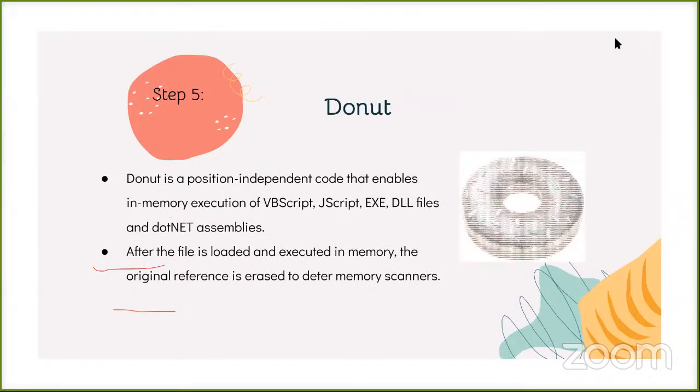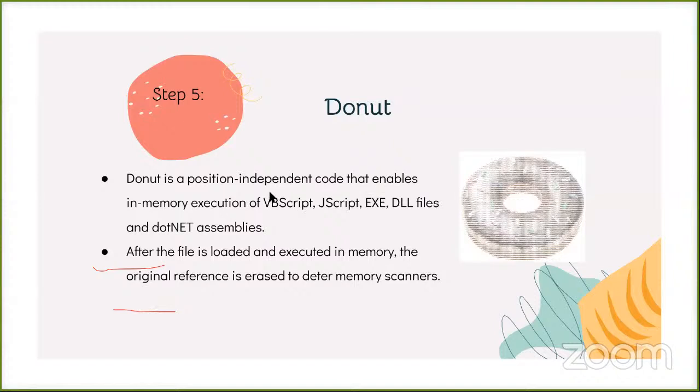And we are now at step 5, which is installing Donut and knowing what Donut is and what it does. So Donut is a position-independent code that enables in-memory execution of VB scripts, JScripts, EXEs, DLL files, and .NET assemblies. So in our case, we have an EXE.